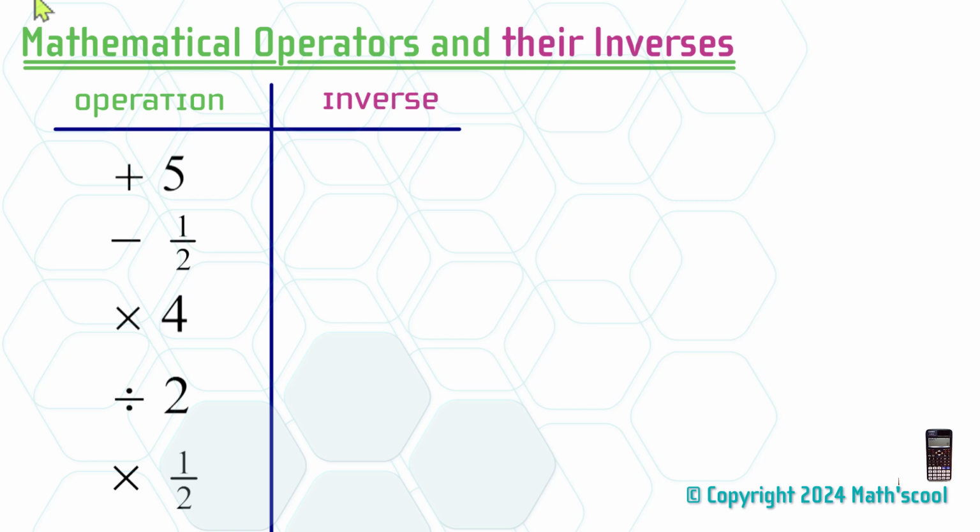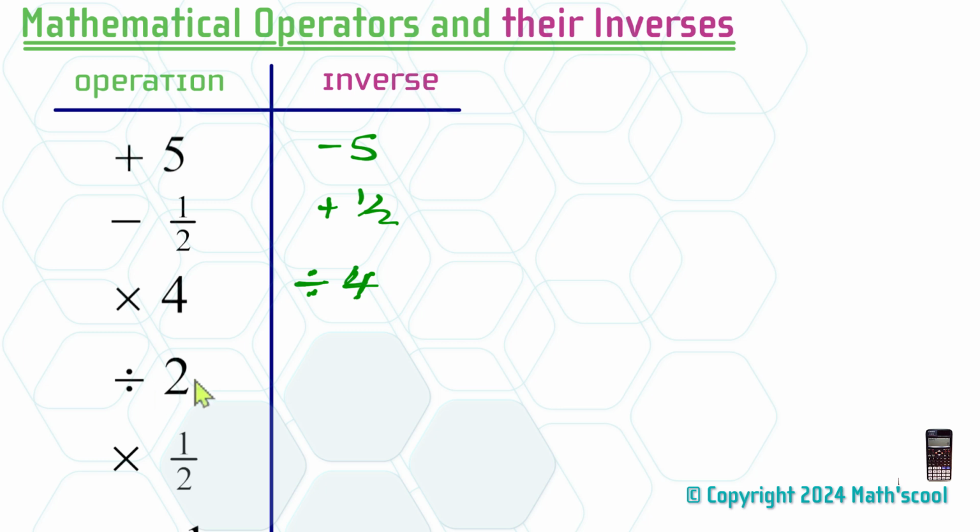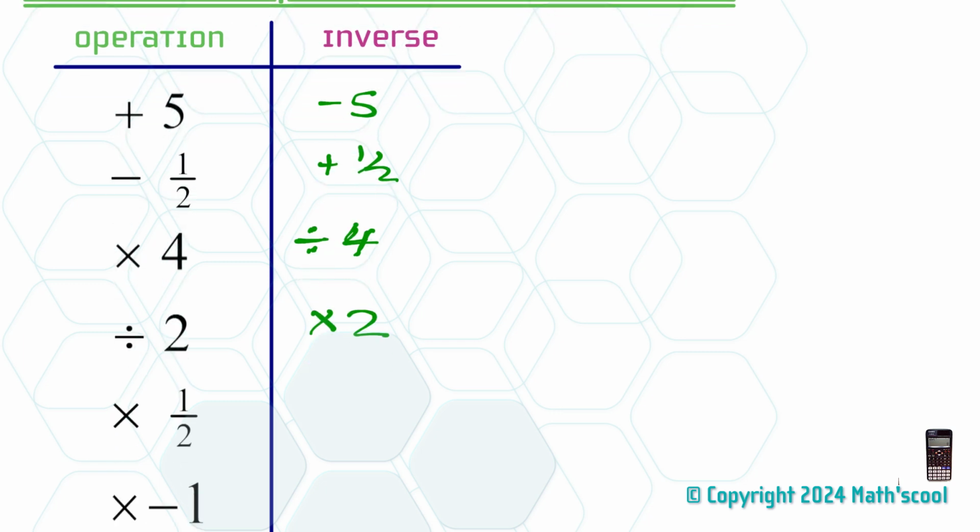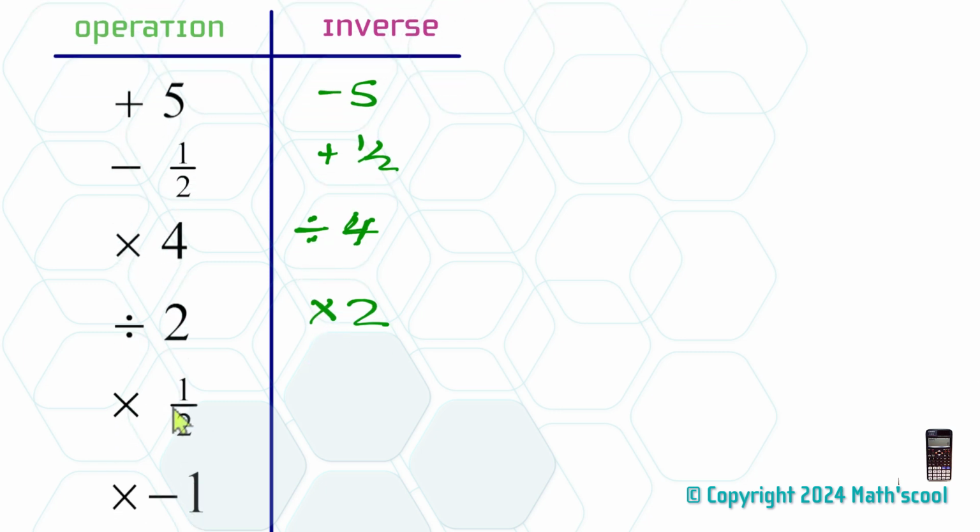Okay, mathematical operations and their inverses. So adding 5. What's the opposite of adding 5? It's subtracting 5. What's the opposite of subtracting a half? It's adding a half. What's the opposite of timesing by 4? It's dividing by 4. What's the opposite of dividing by 2? It's timesing by 2. What's the opposite of times a half? It's divided by a half.